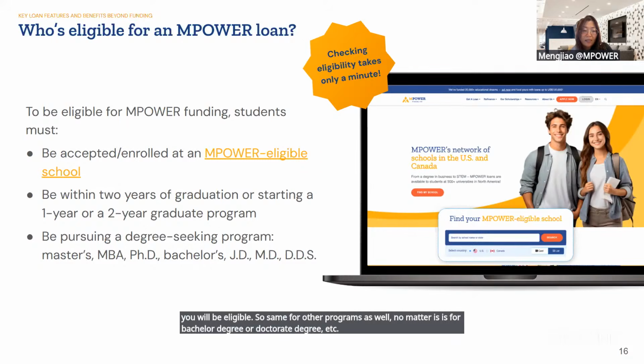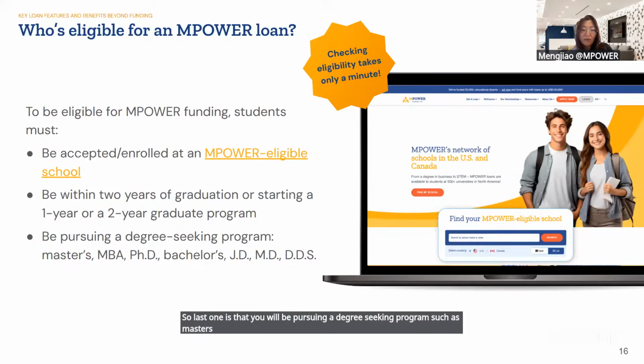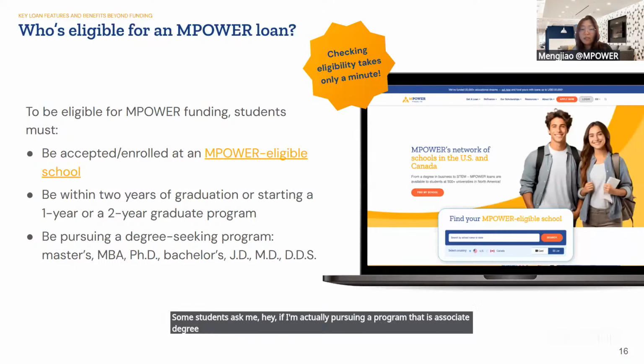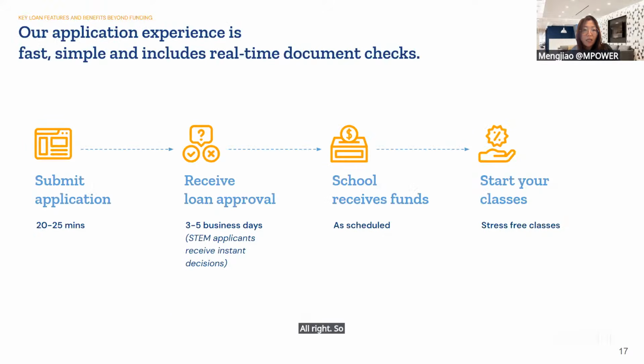The last one is that you will be pursuing a degree-seeking program such as a master's, MBA, PhD, bachelor's, etc. Some students ask me, hey, if I'm actually pursuing an associate degree, certificate program, etc., will you be able to accept that? The answer is actually no, because they're not considered degree-seeking programs. All right, so move on.